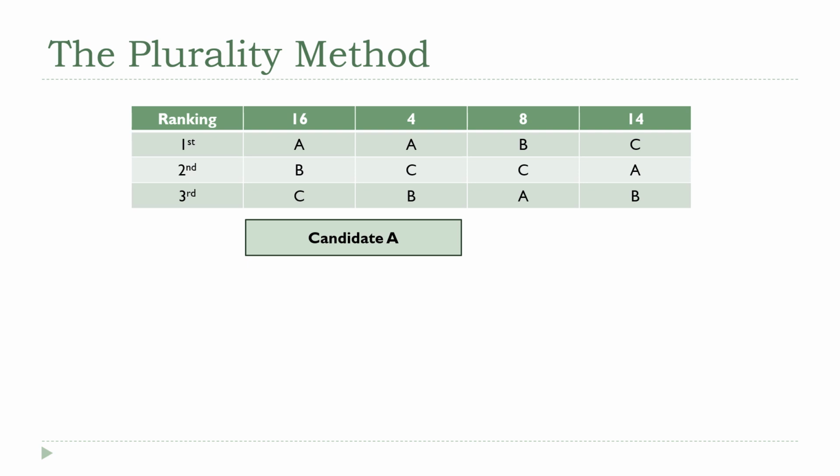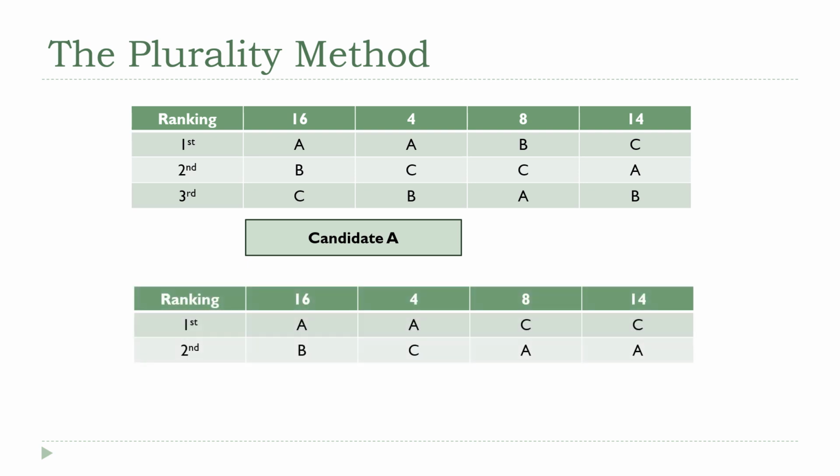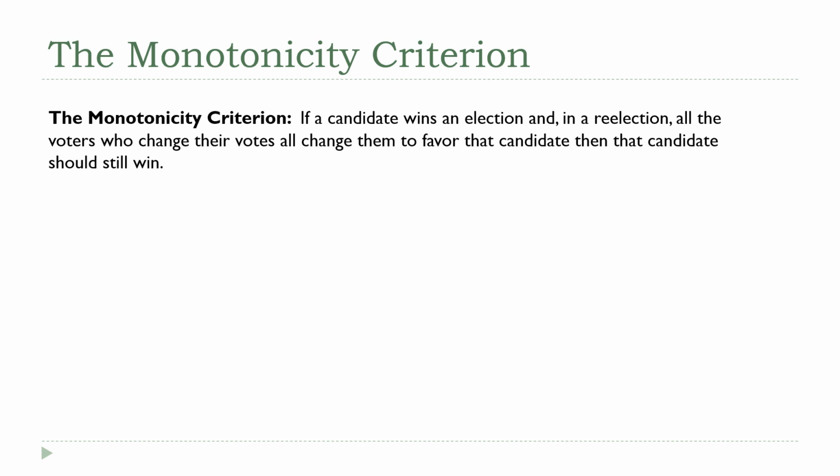Okay, but what happens if candidate B drops out of the race? In that case, the only column that's going to change is the third column, the 8-vote column, where everybody is going to shift up one to fill in that gap, and we get this. Now the situation has changed. Candidate C now has 22 votes to candidate A's 20, and candidate C becomes the winner. So the plurality method is an example of a voting system that does not satisfy that independence of irrelevant alternatives criterion.